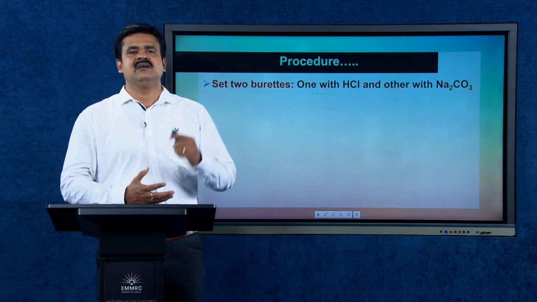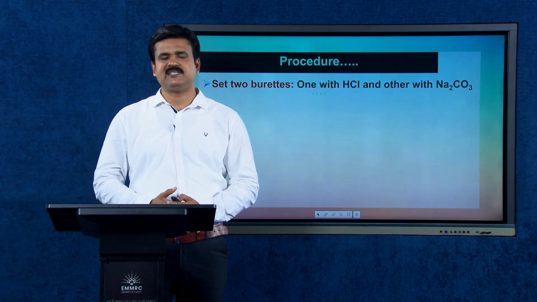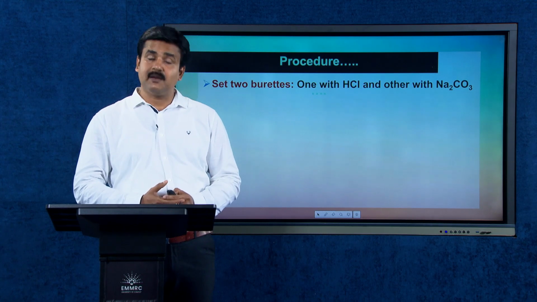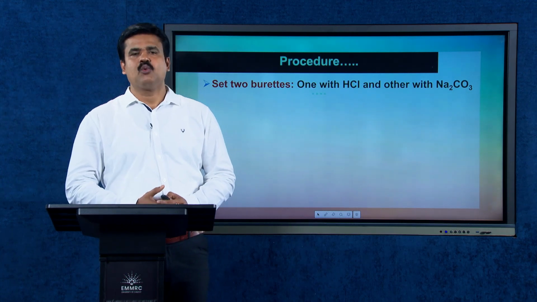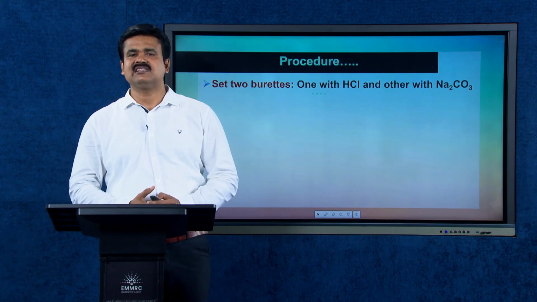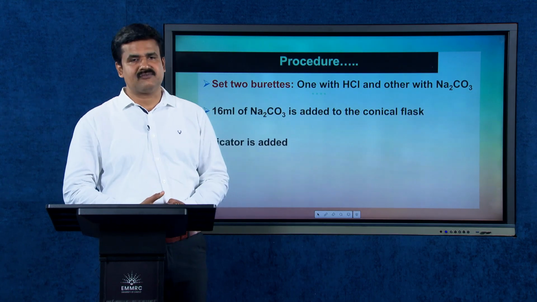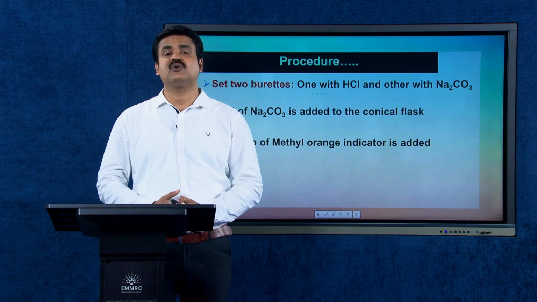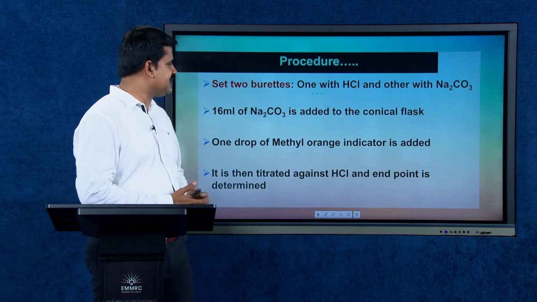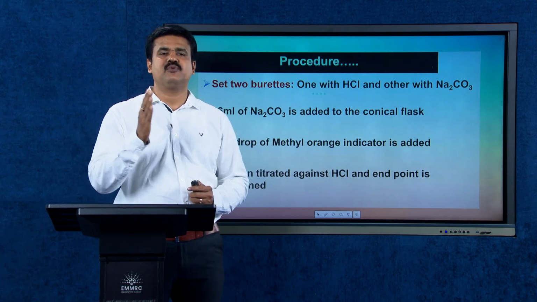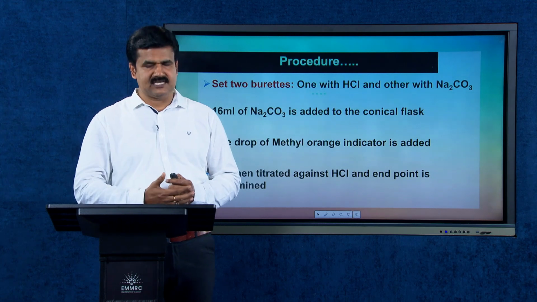Now, in order to start the titration part, we are adopting, as I just mentioned, the double burette method for titration. For this, set 2 burettes, one with hydrochloric acid and the other with sodium carbonate. 16 ml of sodium carbonate is now added into the conical flask. 1 drop of methyl orange indicator is added. It is then titrated against hydrochloric acid and the end point is determined. Remember, the end point is the color change from yellow to orange red.